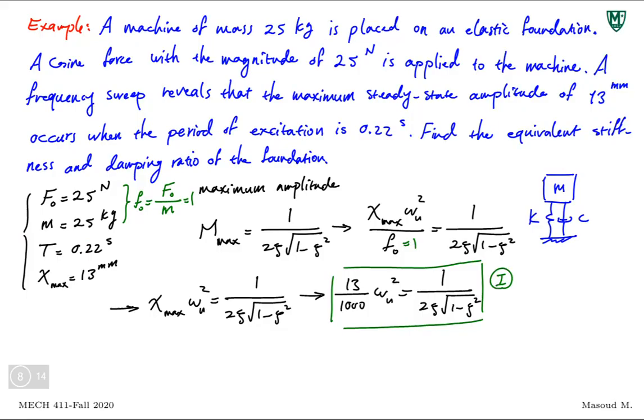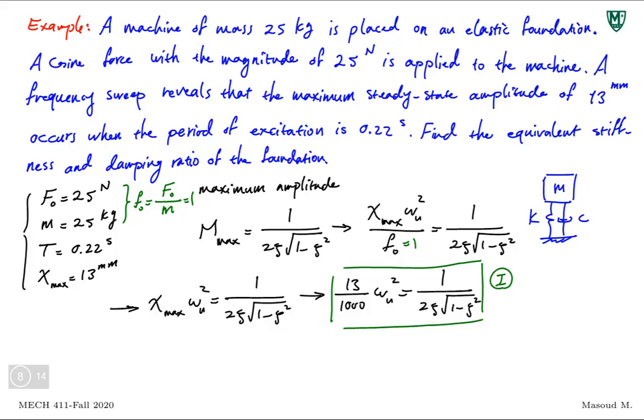I have one equation, two unknowns. I don't know the natural frequency. I know omega because I know the time period, but I don't know omega n. That time period is associated with the period at which the maximum occurs, so it's associated with the frequency at which the maximum amplitude occurs.